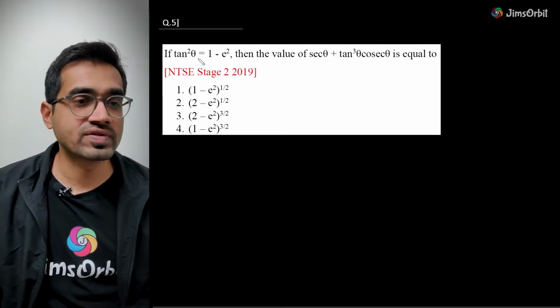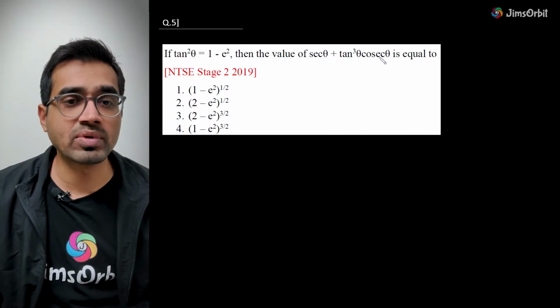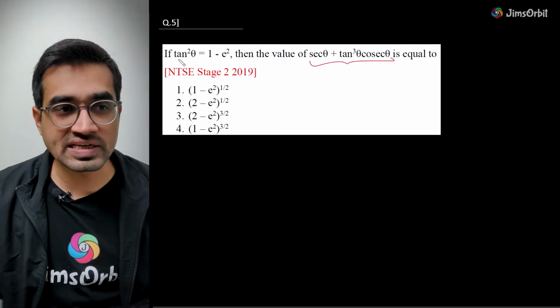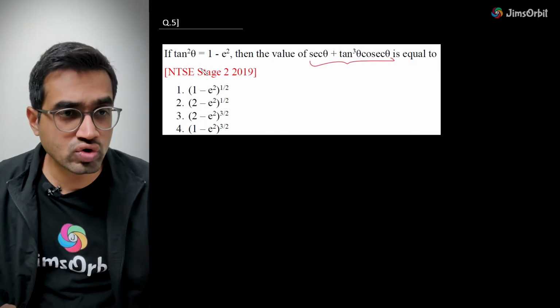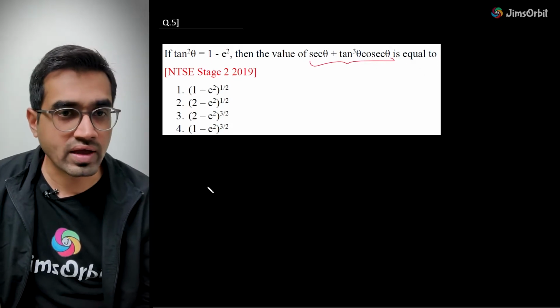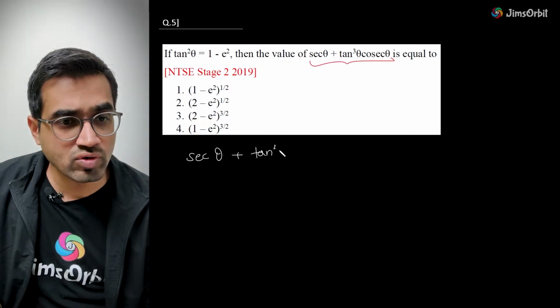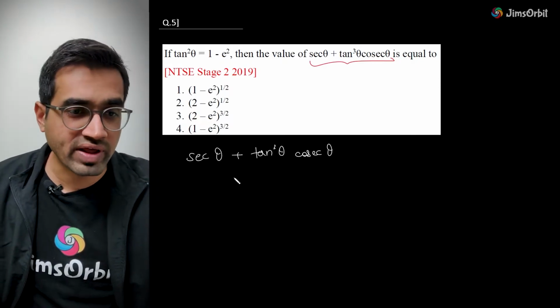Question number 5 says tan square theta is given as this value. Then the value of secant theta plus this. Now this is a very big expression to simplify. Rather than changing this here, something like secant square or something like that, it's better that you do one thing. You just first simplify this expression. So let's take this expression, secant theta plus tan cube theta into cosec theta.